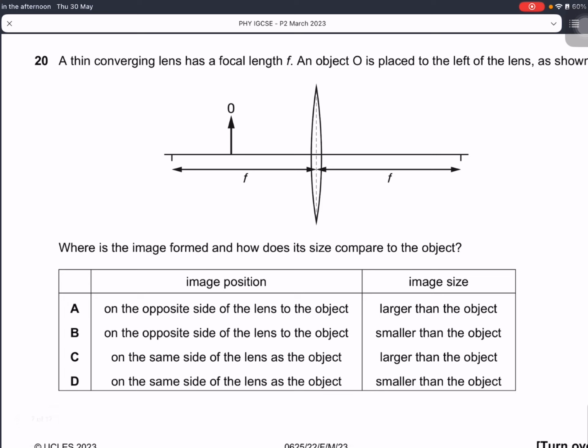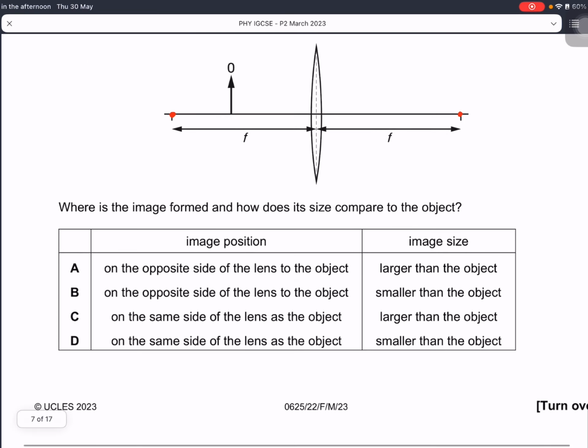Question 20. A thin converging lens has a focal length f. Oh, so we have two focal lengths. This is our focal point then. All right. An object O is placed. This is our object O here, okay? Let me erase this one. On the left of the lens as shown here, what is the image formed and how does its size compare to the object?